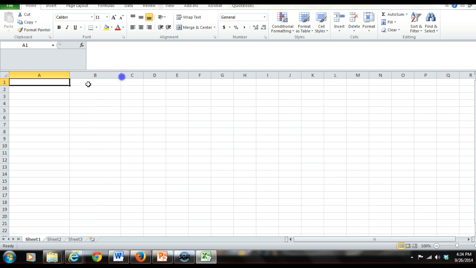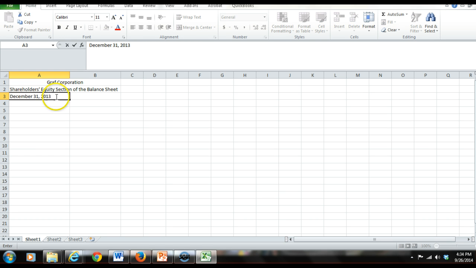So we'll start out here with the Graph Corporation. It's very important to always make sure that you have your titles. It's an important part of the statements that you are preparing. Shareholders' equity section of the balance sheet. And again, it's important to have the date. Remember that the balance sheet is purely just a snapshot at a certain point in time.